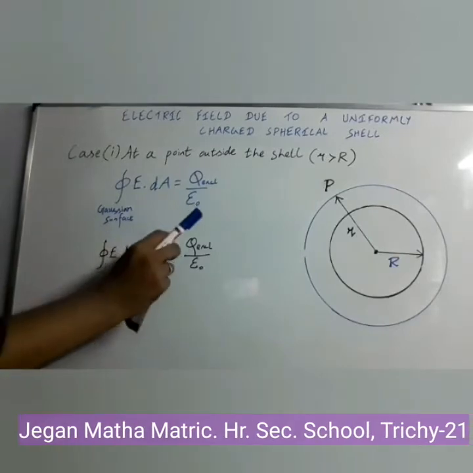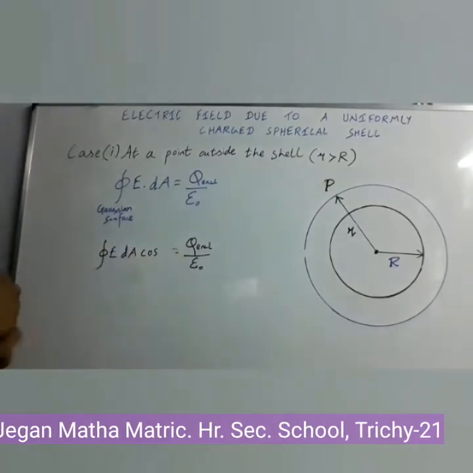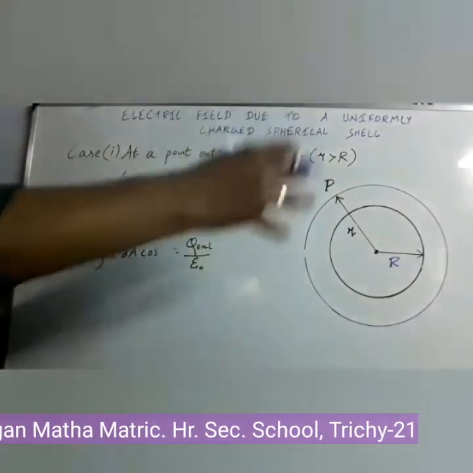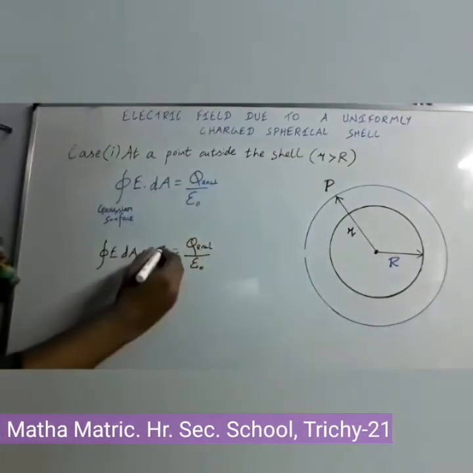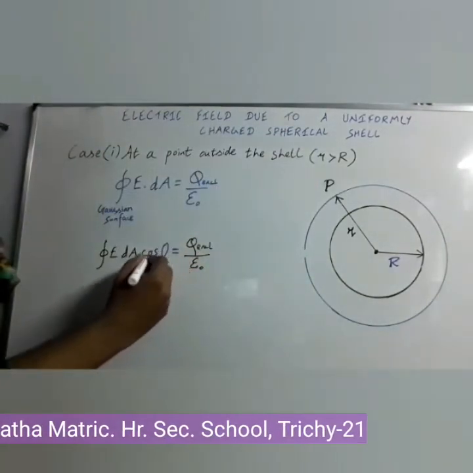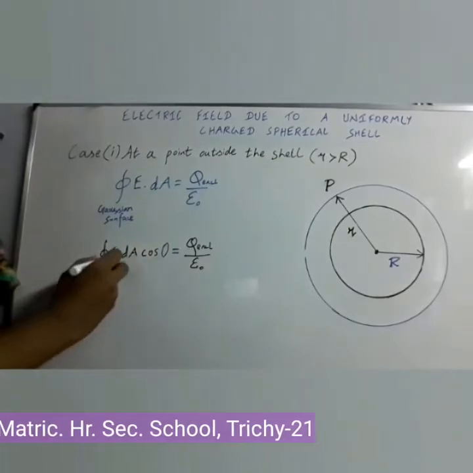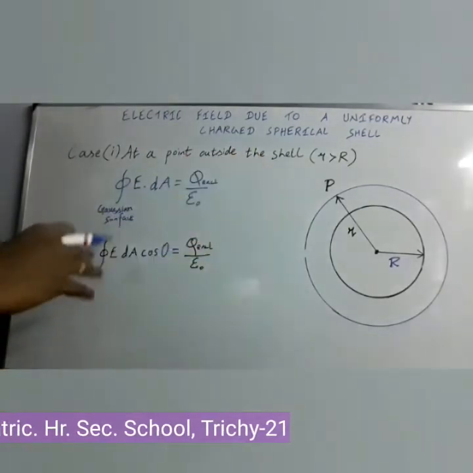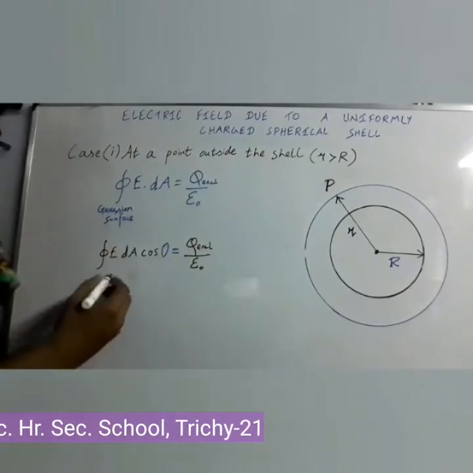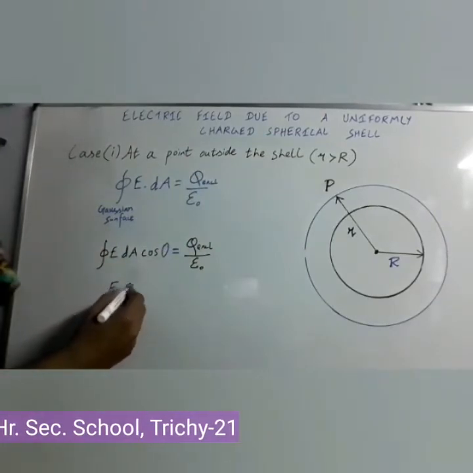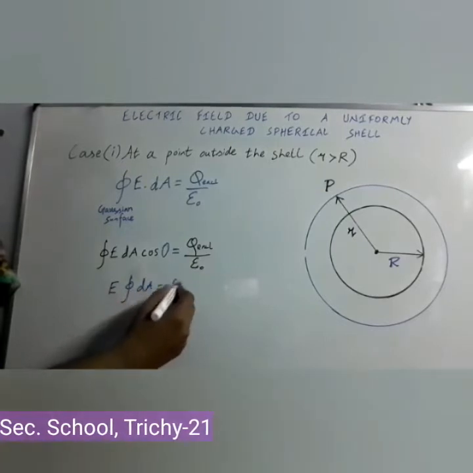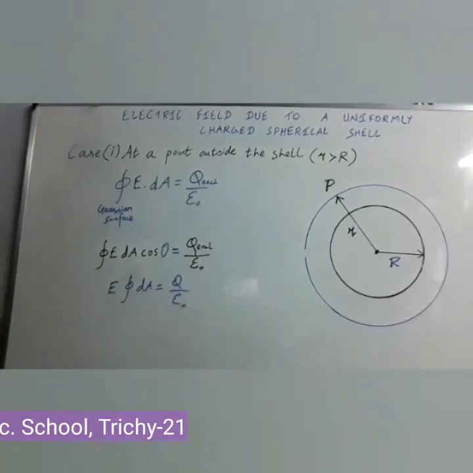Here I am going to apply the value of angle theta. So what is the angle at all the points? Since the charge is uniformly distributed, at all the points the angle between the electric field and the normal will be equal to 0. So cos 0 is nothing but 1. So simply you can write closed integral of E dA. Here the electric field provided by the charged spherical shell is uniform, so it cannot be integrated and can be taken outside. So E closed integral of dA is equal to charge divided by epsilon naught.